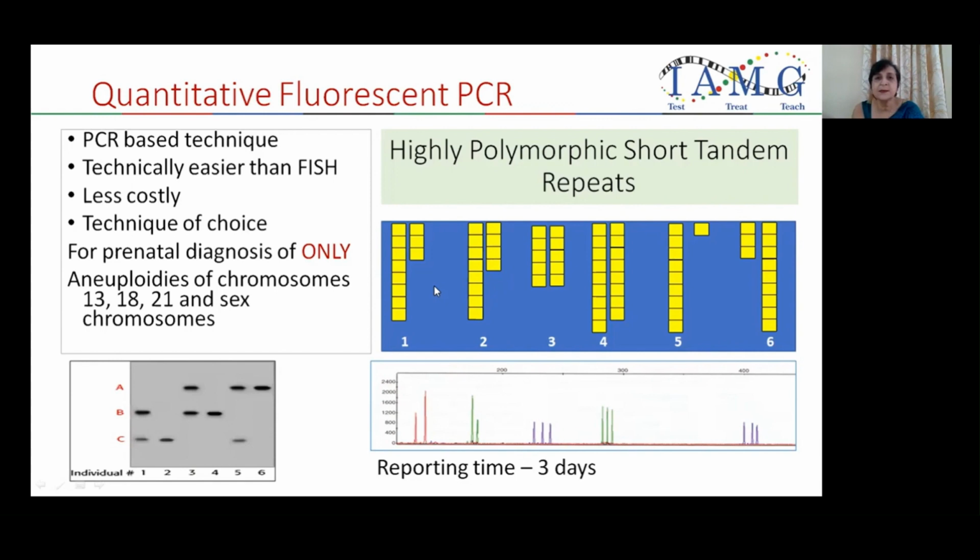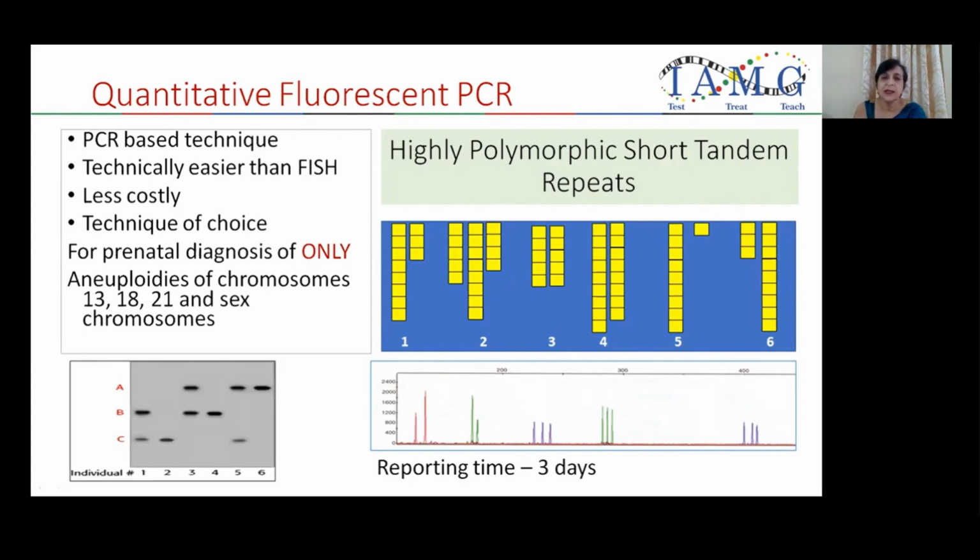So if you take such polymorphic markers on chromosome 21, 13, 18 and make a set of those particular PCR reactions, then you can do a prenatal diagnosis very rapidly, and it is even faster than FISH-based testing.